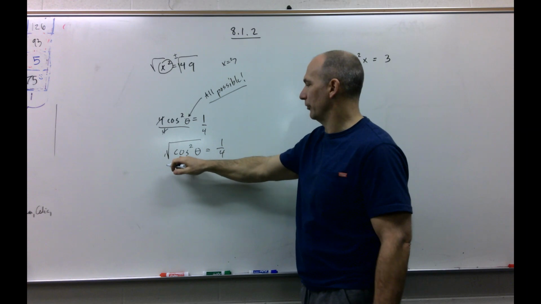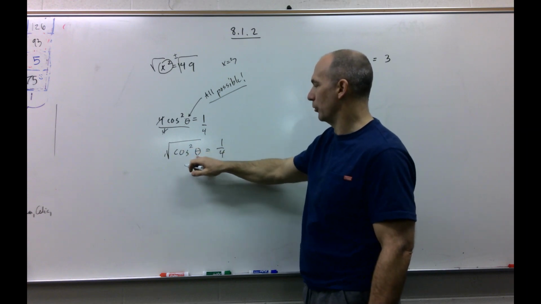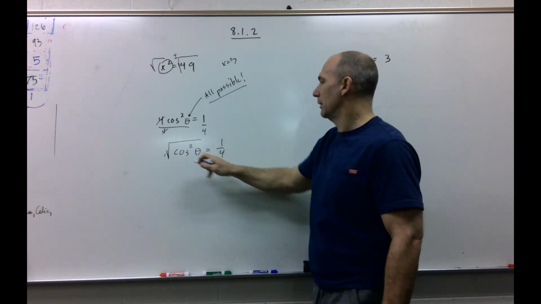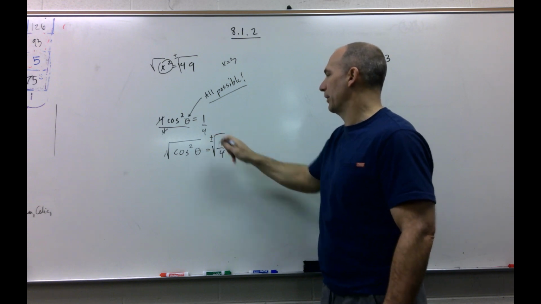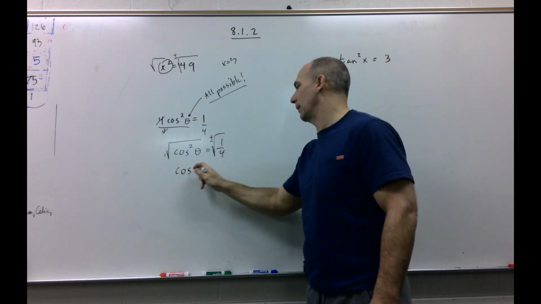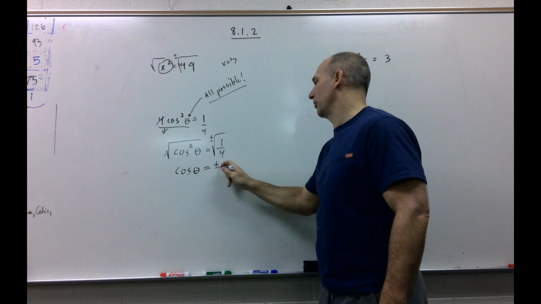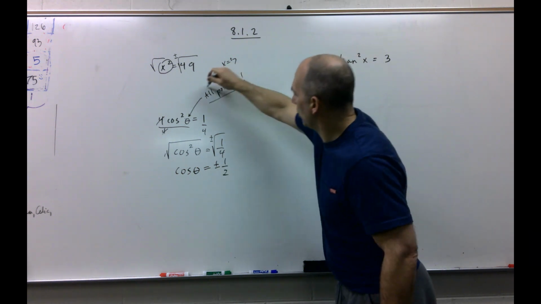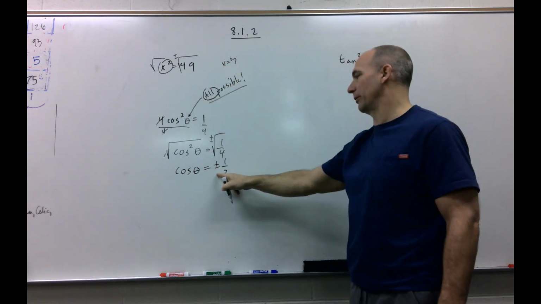Think of cosine squared as like x squared. Don't worry about the angle. Bada boom, bada bang, do the right thing. So I get cosine of theta equals plus or minus 1/2. We got to find all the possible areas where this is true.